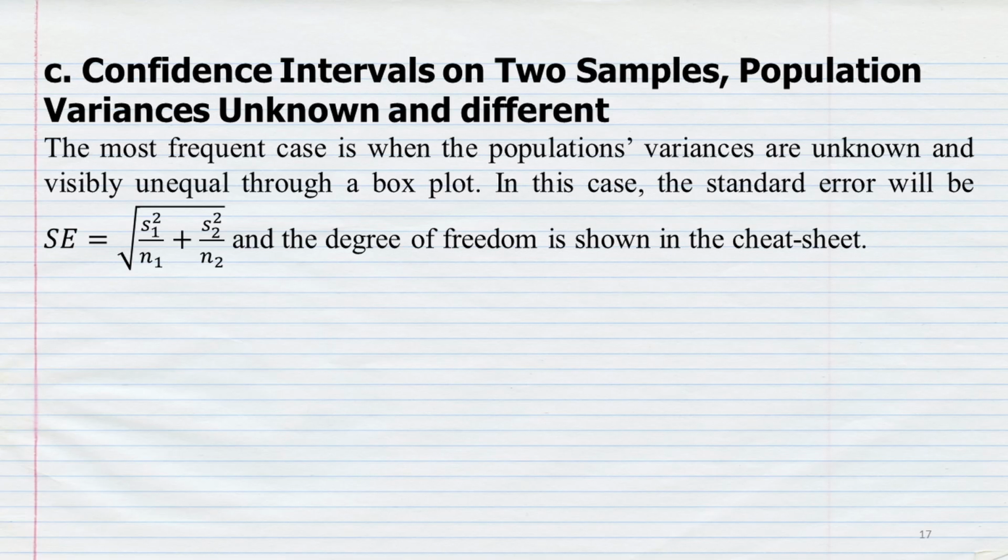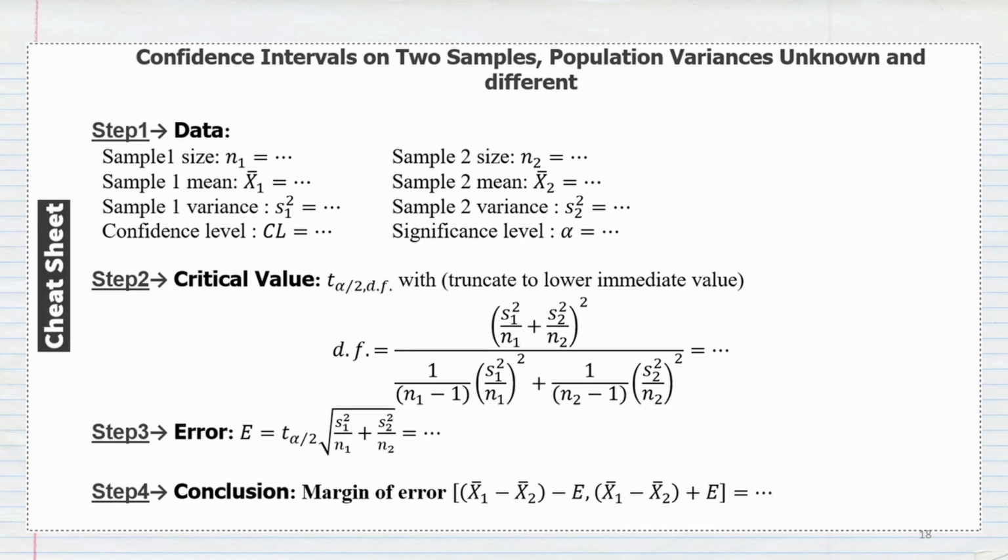The most frequent case is when the population's variances are unknown and visibly unequal through a box plot. In this case, the standard error will be as shown in the slide, and the degree of freedom is shown in the cheat sheet. Here we go.